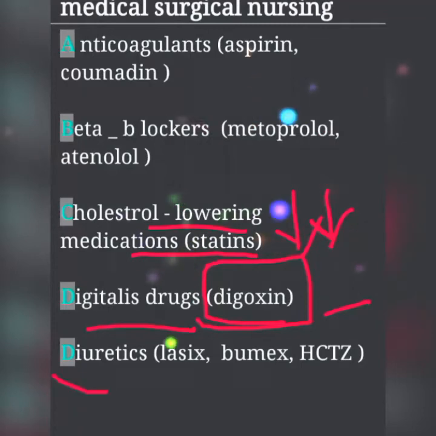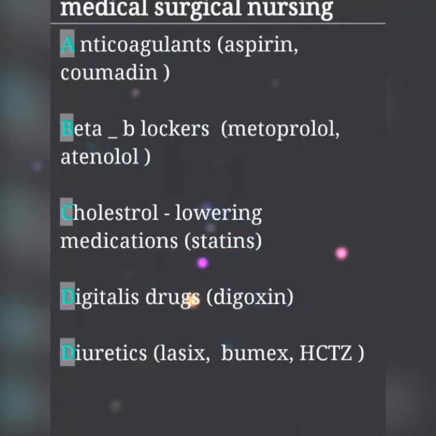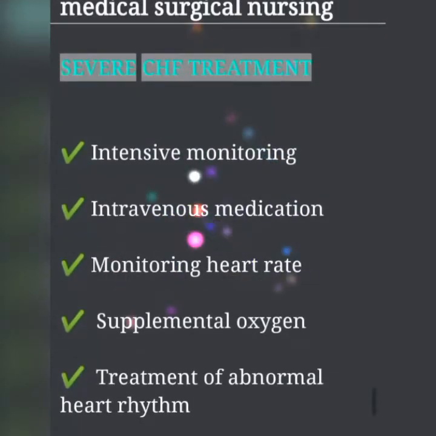Next are diuretics that include Lasix, Bumex, and Diamox, which pull excess fluid out of the lungs and tissues of the body, increasing urine production. This is all about the medications of heart failure. Let's deal with the severe congestive heart failure treatment.